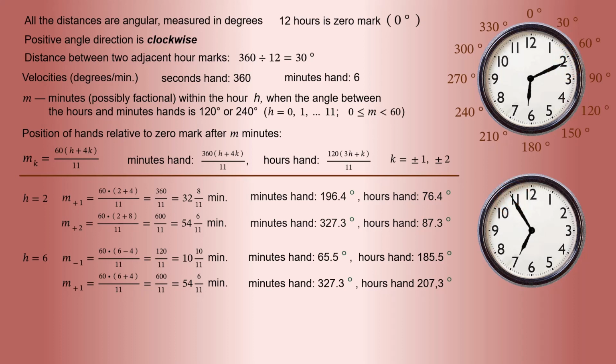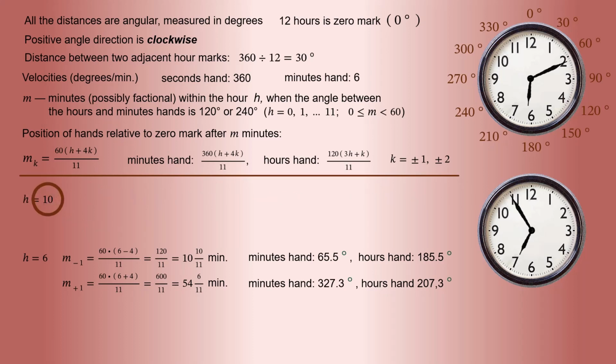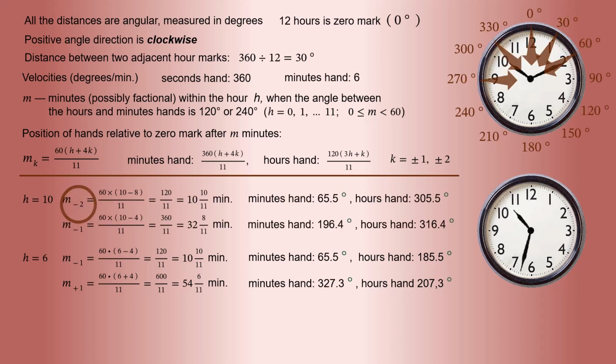Let's increase the value of h to 10. Now, as you probably guessed, to provide a suitable value for m, k must be negative, -2 and -1. And in both instances, the minutes hand is behind. The arrangement with h equals 10 and k equals -2 is shown at the start of the video.